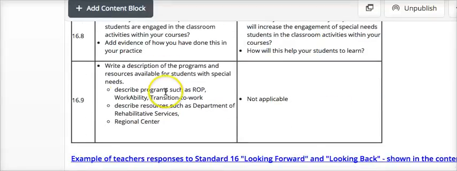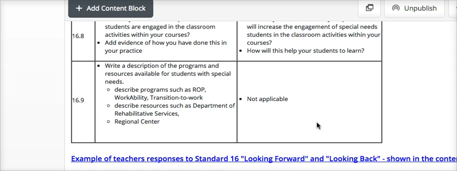You'll see also 16.9, it works pretty good for looking back to say, okay, what do I know? What am I already knowing about this? That's the resources available for my special students. What's at my site? Is there a regional center? Where is it? But in terms of looking forward, it's like, well, it sort of is a fact.